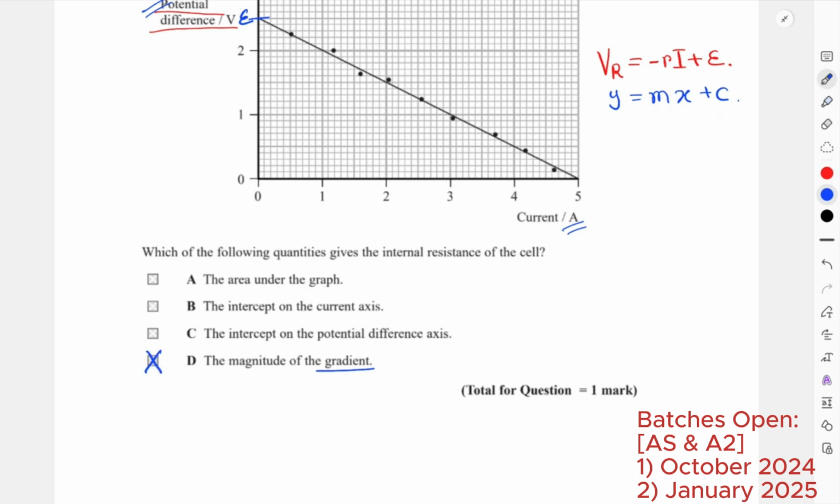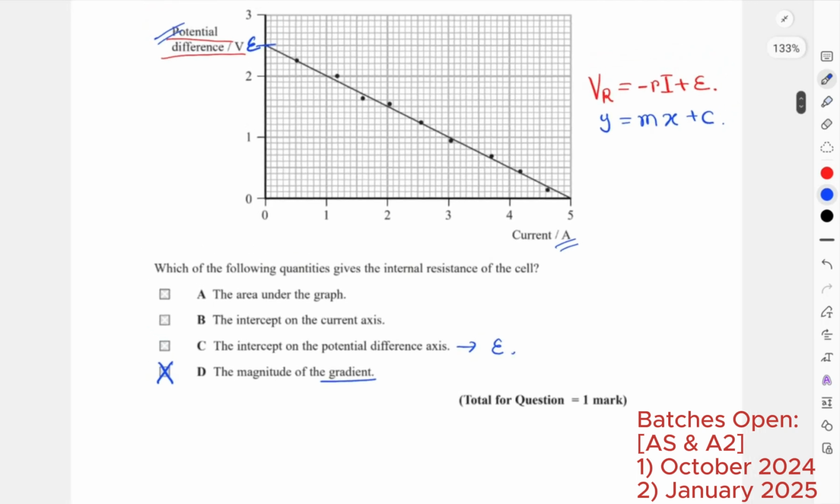Okay, the area under the graph doesn't give you anything. The intercept on the current axis also doesn't give you anything. The intercept on the potential axis gives you that EMF. We have already stated that, right? For A and B, we do not get anything from that part. No, for A and B, we can also find out the power of that entire circuit, right? Because for the area under the graph, you always multiply the y-axis with the x-axis, which means that you're going to multiply voltage and current together.